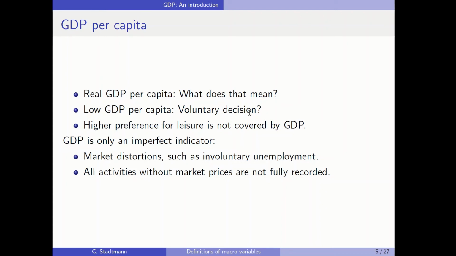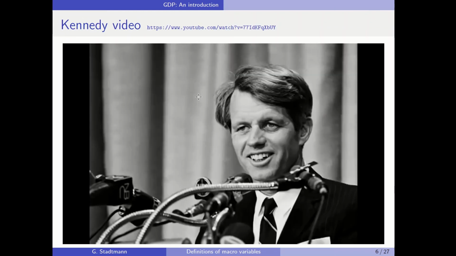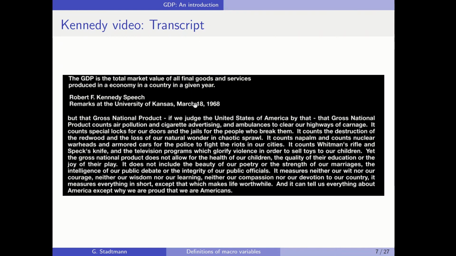This is also mentioned in one video which I would like to show right now. It's the video of a Kennedy speech. We will have a look at the video right now, and the transcript is given on slide number 7.